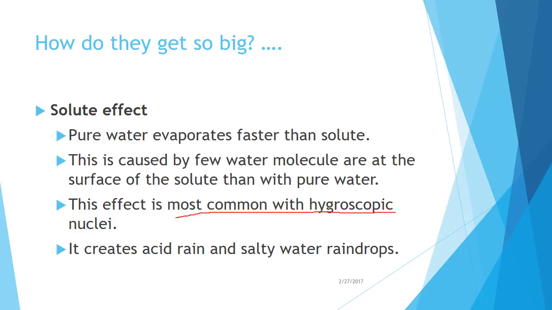The most common things that dissolve are what we call hygroscopic nuclei. More common ones in the atmosphere are salt, okay? So we can get salty water raindrops over the ocean. And another common one is acid rain. Some of the aerosols and particulates released by pollution can dissolve in water and cause the water to raise in acidity. And this gives us the so-called acid rain.